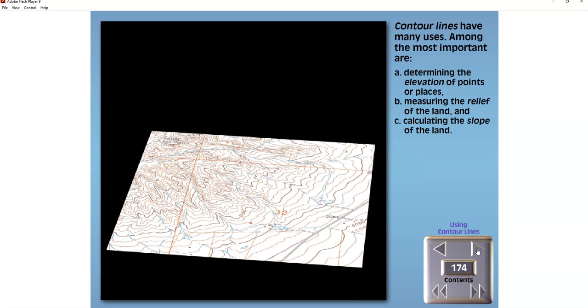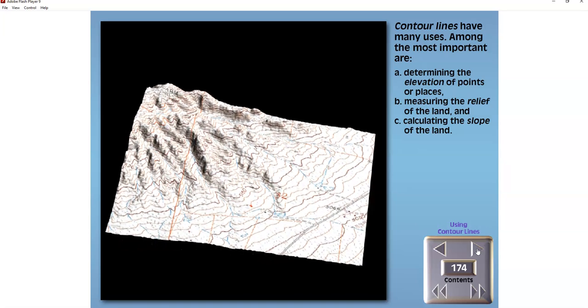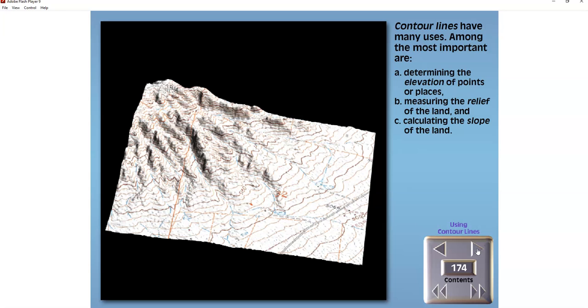Contour lines have many uses. Among the most important are A. Determining the elevation of points or places, B. Measuring the relief of the land, and C. Calculating the slope of the land.